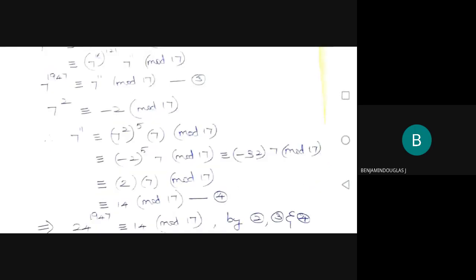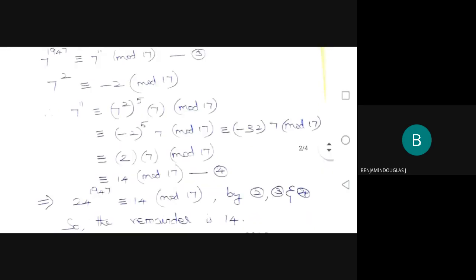But 7 square is congruent to minus 2, so 7 square will be replaced by minus 2. So minus 2 the whole power 5. Minus 2 whole power 5 is minus 32. So minus 32 into 7 under mod 17. When minus 32 is divided by 17, you get the remainder 2. So minus 32 is congruent to plus 2. So 2 into 7 is 14. So 7 power 11 is congruent to 14.